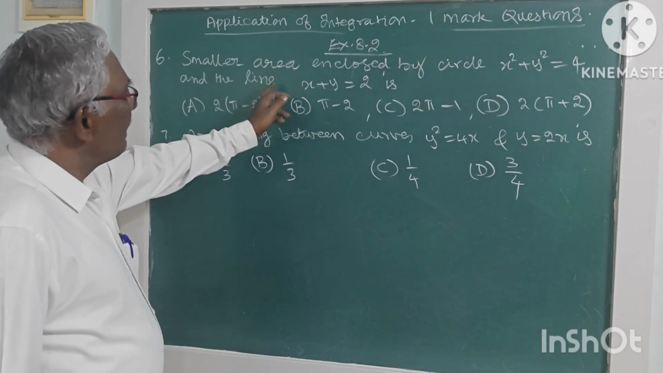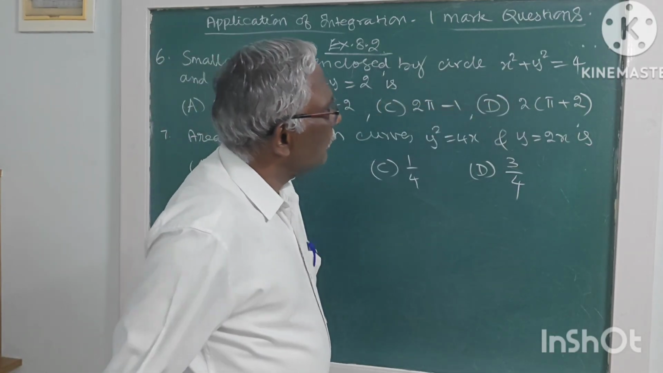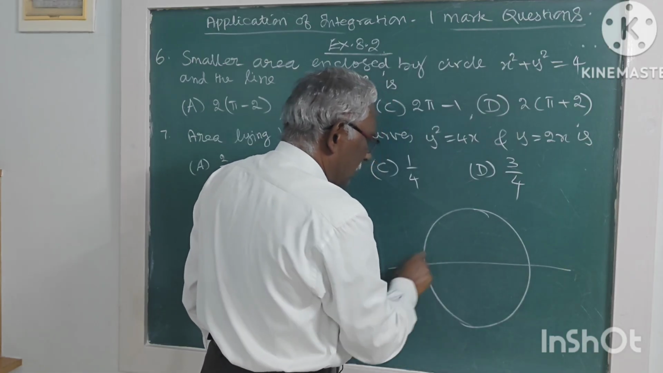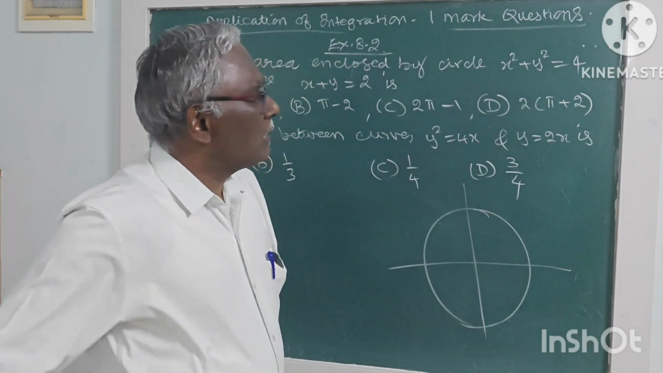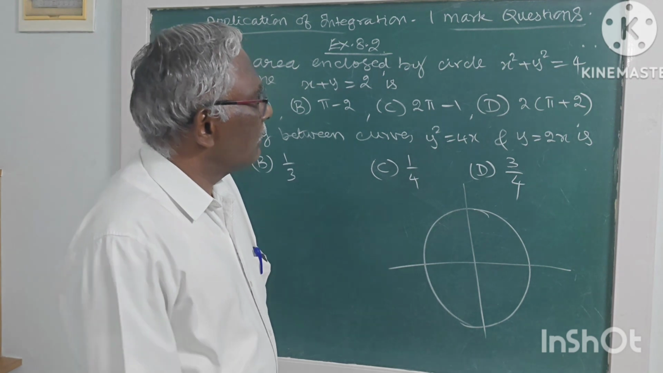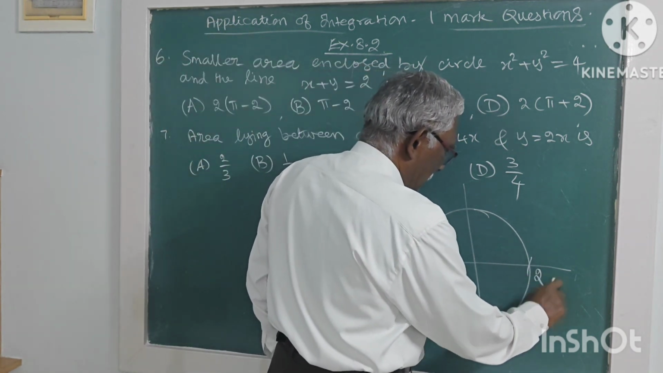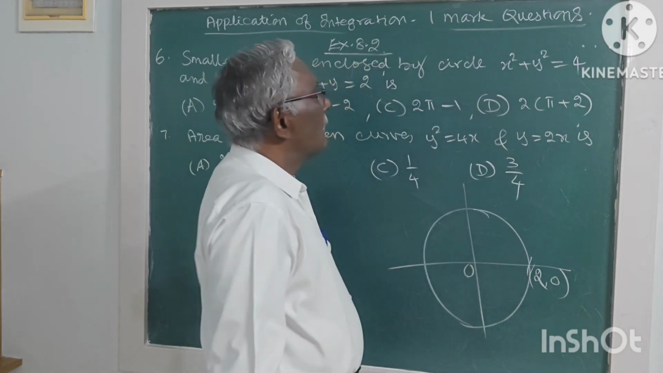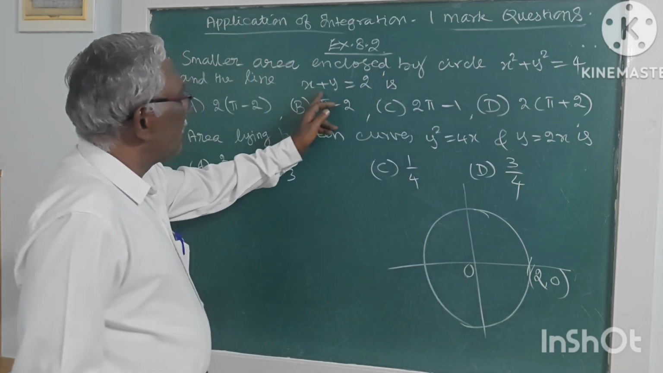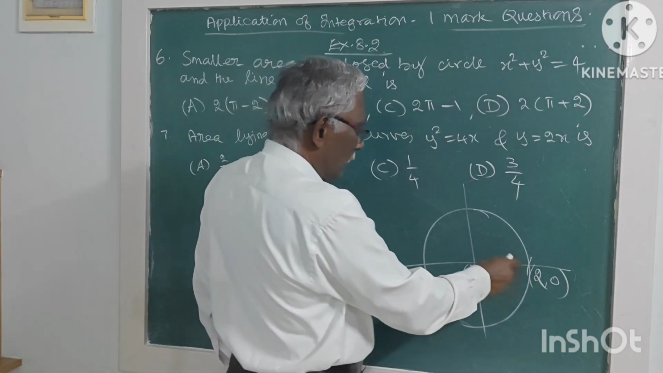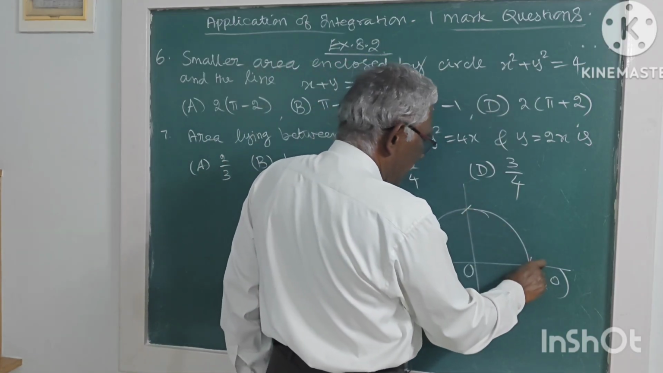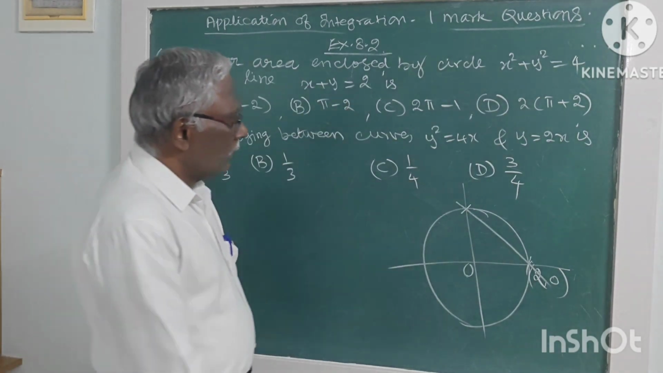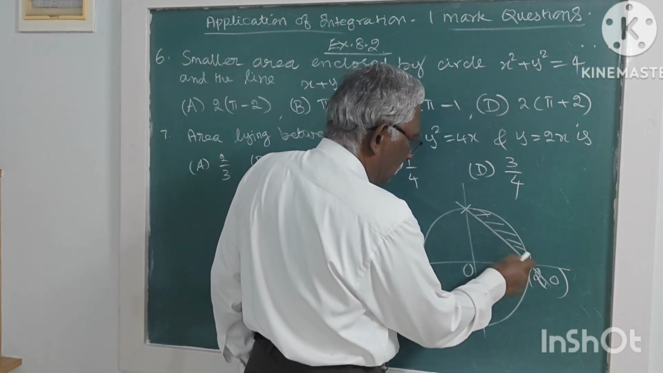The smaller area enclosed by the circle x square plus y square is 4. So it's a circle, x square plus y square is equal to r square. The radius is 2 units and the center at the origin, and the line x plus y is 2. X is 0 means y is 2, y is 0 means x is 2. So this is the equation of the line x plus y is 2. So we have to find this area.